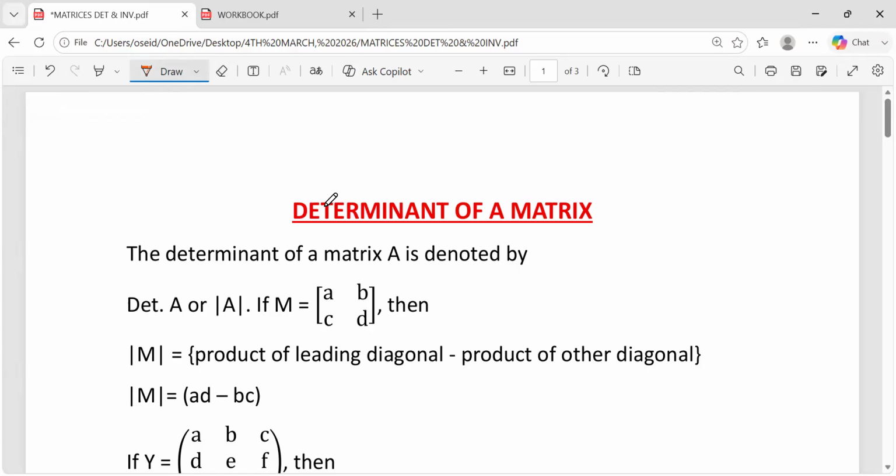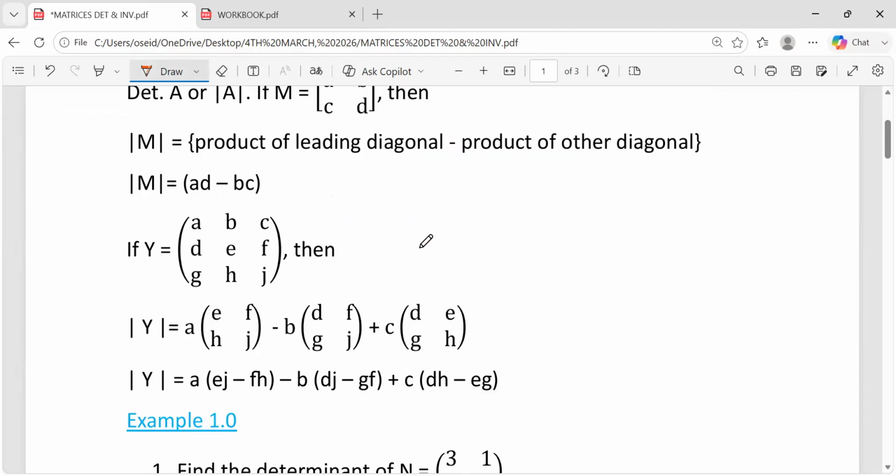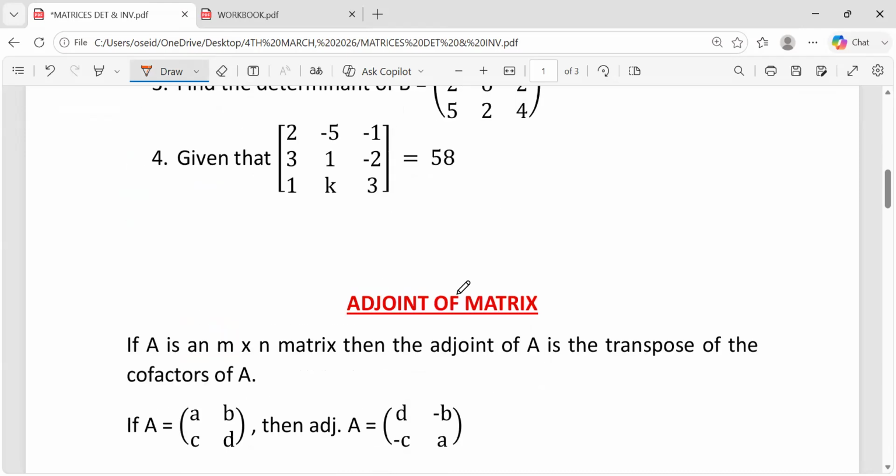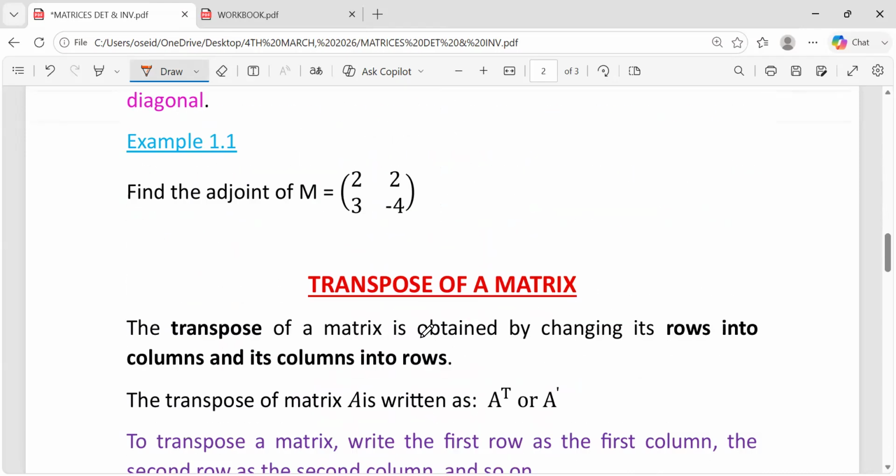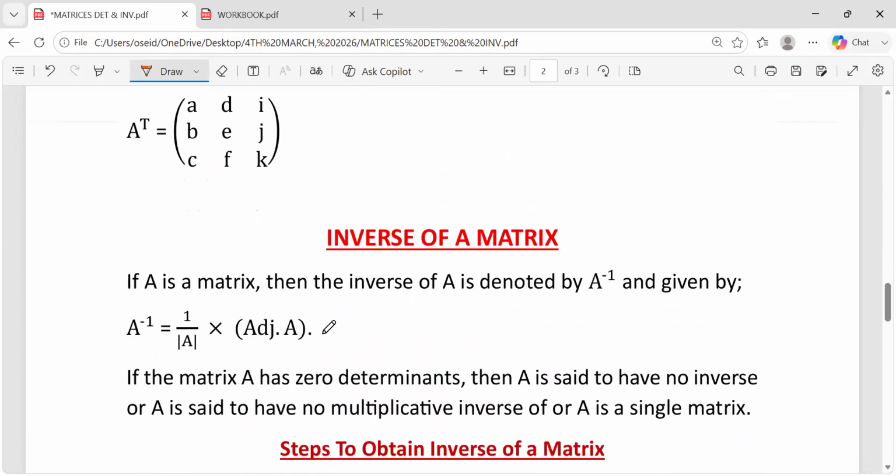Today, we are going to continue, and we'll be looking at the determinant of a matrix. Then we move on to the adjoint of a matrix with some examples, then the transpose of a matrix. We finish today's class with the inverse of a matrix.